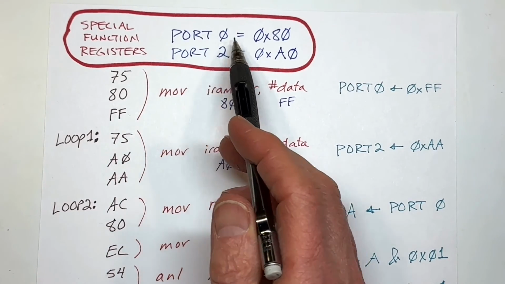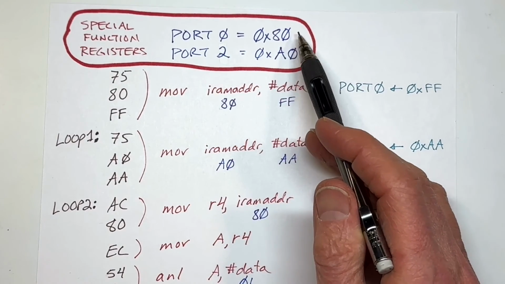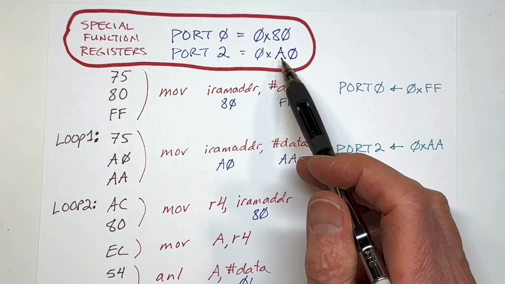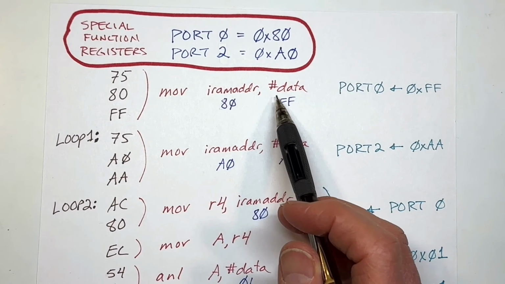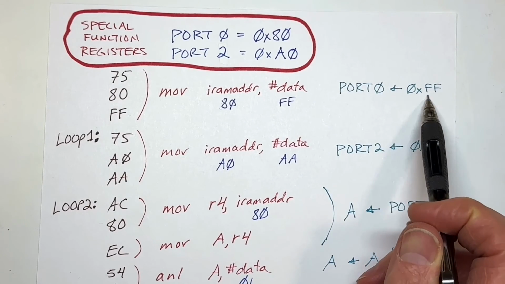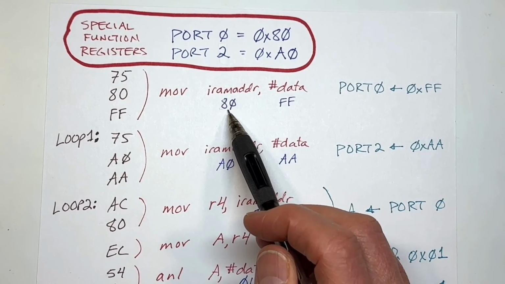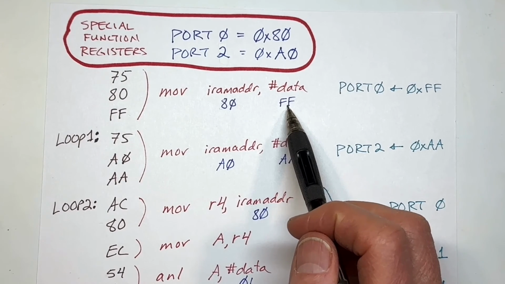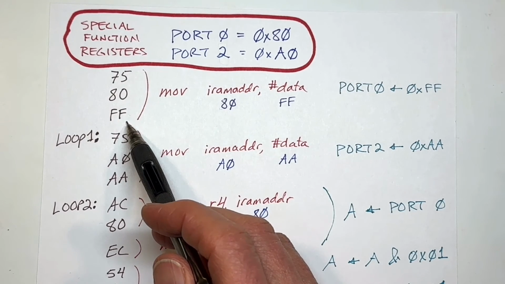Keep in mind that port 0 is at address 80, and port 2 is a special function register at address A0. Okay, so first of all, we want to write FF to port 0. So we're going to use a move instruction with a direct memory address of 80. That's the address of port 0, and we're using immediate data here. So the opcode is 75, and then the address, and then the immediate data.